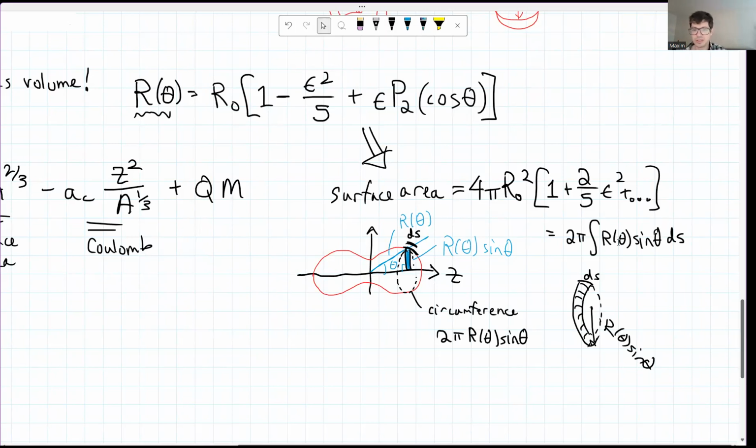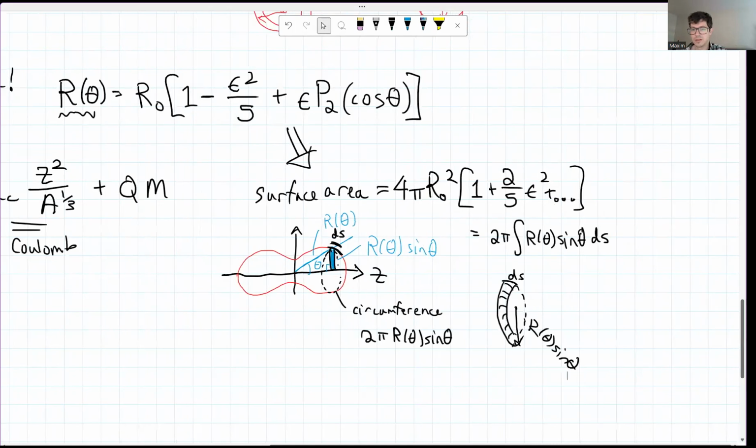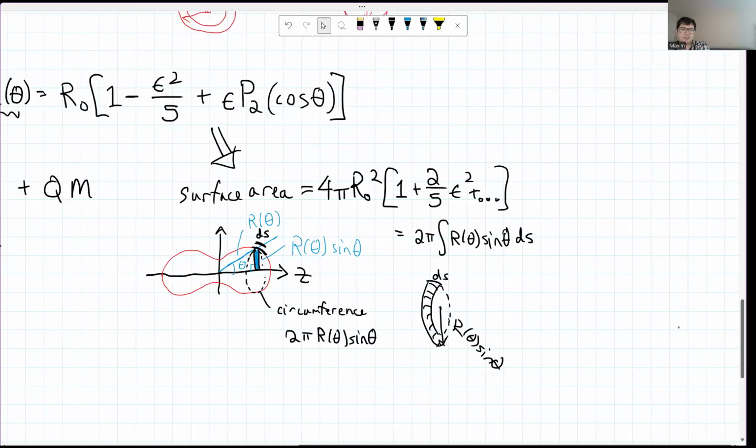Now the ds is a little bit tricky. You can think of this as a parametric curve. So you have the y and z coordinates. The y coordinate is just what we have here, it's r theta sine theta, and the z coordinate is r theta cosine theta. So this is like a parametric curve, if you want to think of it that way.